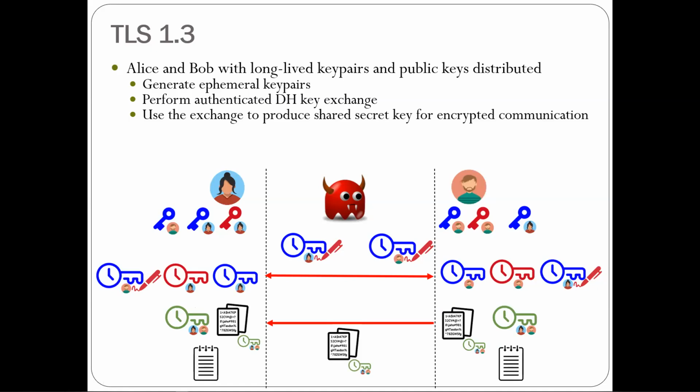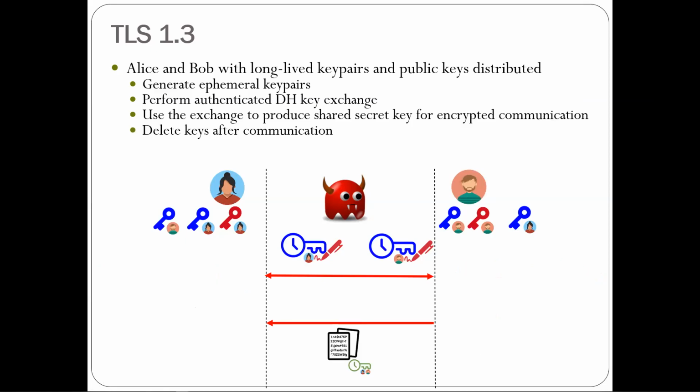Now, at the end, they want to delete everything after their communication. And so that's what happens next. They delete everything. Now, this adversary has these messages. And if the adversary compromises the signing key of Bob, can the adversary decrypt any of these messages?